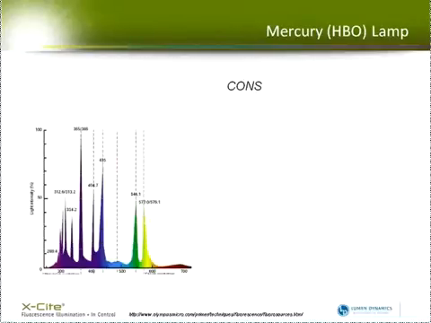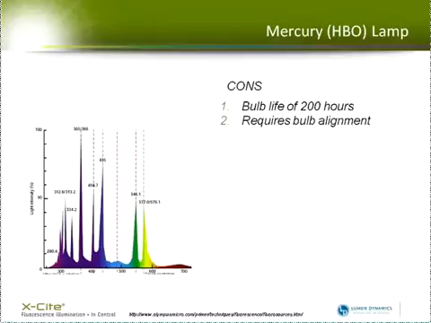Now there's some cons to these systems as well. So the bulbs last for about 200 hours, and then they have to be changed. When you do change the bulb, you have to do an alignment of the bulb within the lamp housing to get uniform illumination. And the bulbs are hazardous waste because they contain mercury, so they have to be disposed of properly.